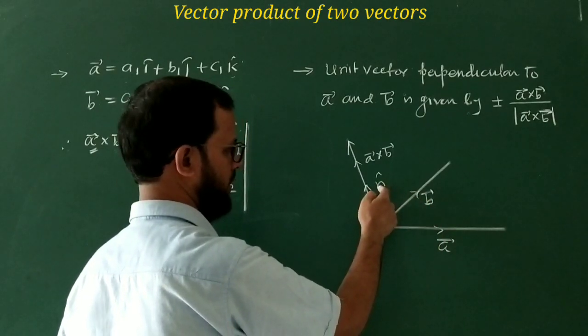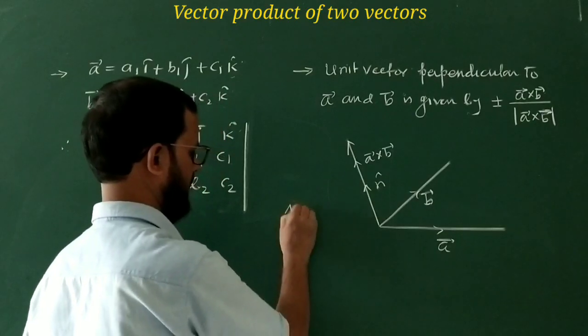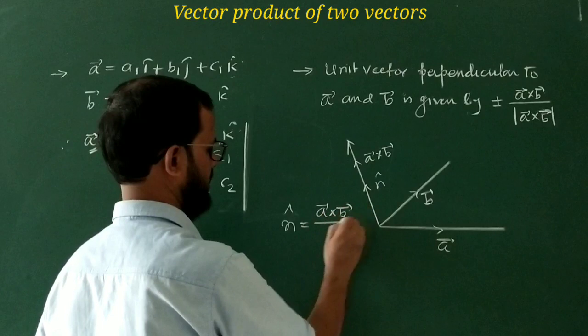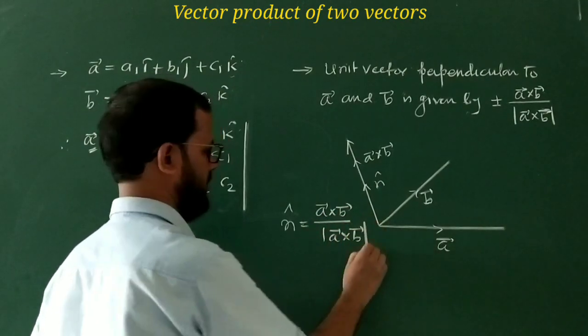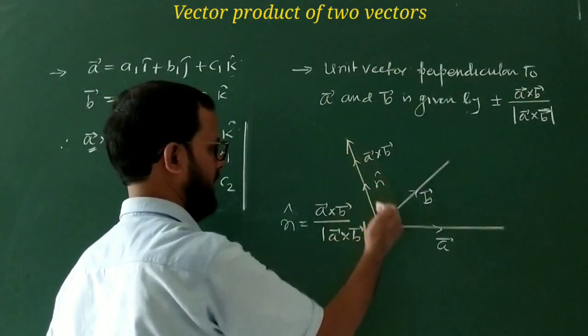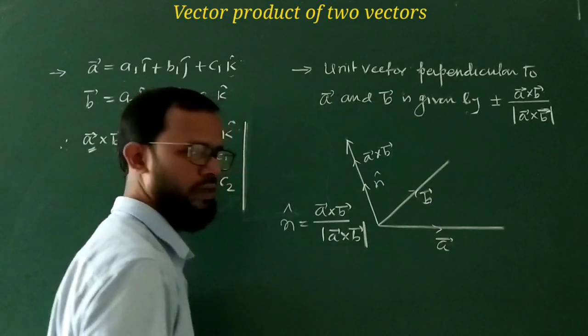How to get the unit vector, since n cap is along A cross B? So n cap equals the vector divided by its magnitude. Yes or no? This is the unit vector in the direction of A cross B, meaning perpendicular to A vector and B vector.